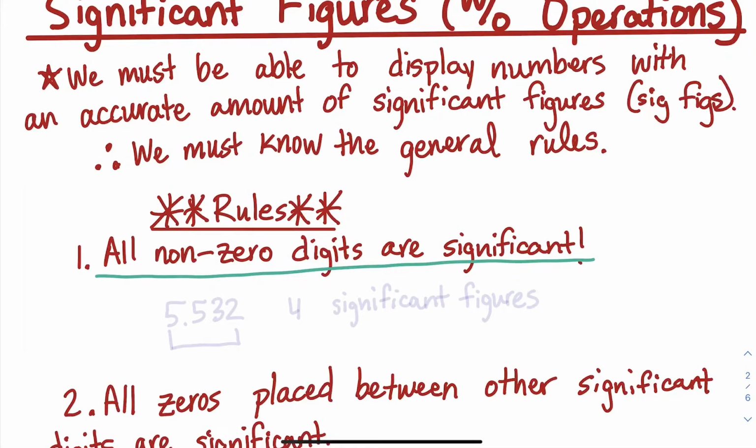And I'll change the color real quick. But all non-zero digits are significant. And basically what I'm able to figure out through that is that if I was given, let's say, 5.5302, let's just say 5.532 for right now. Well, in this case, all 4 digits of this number are non-zeros, and therefore we have 4 significant figures. So even as we have zeros in a number, we know that all the ones that are non-zeros are going to be significant. And that's the first thing to keep in mind.